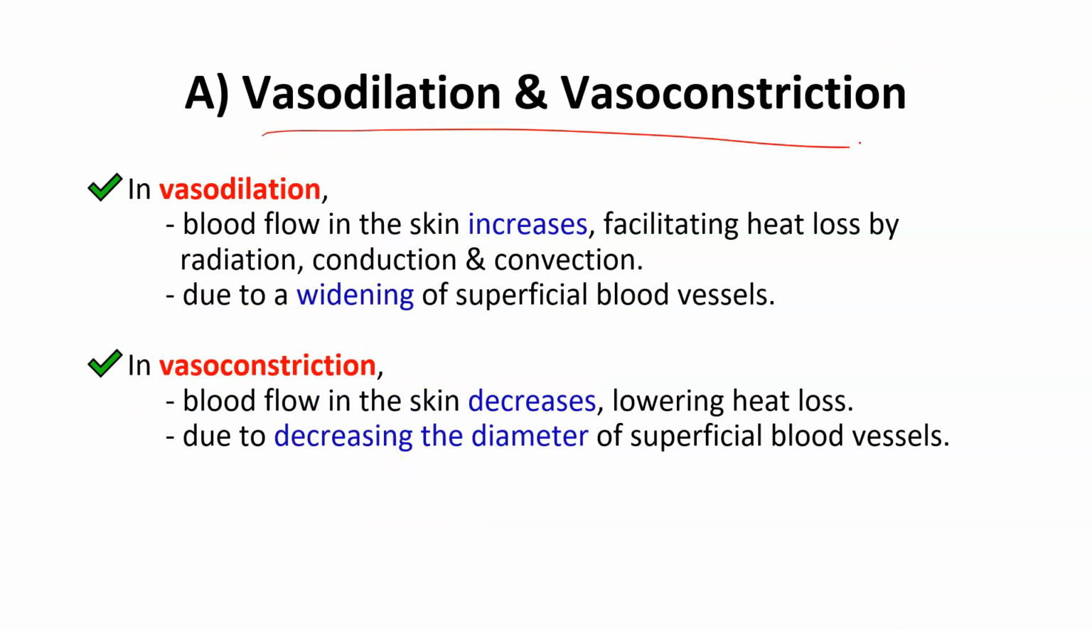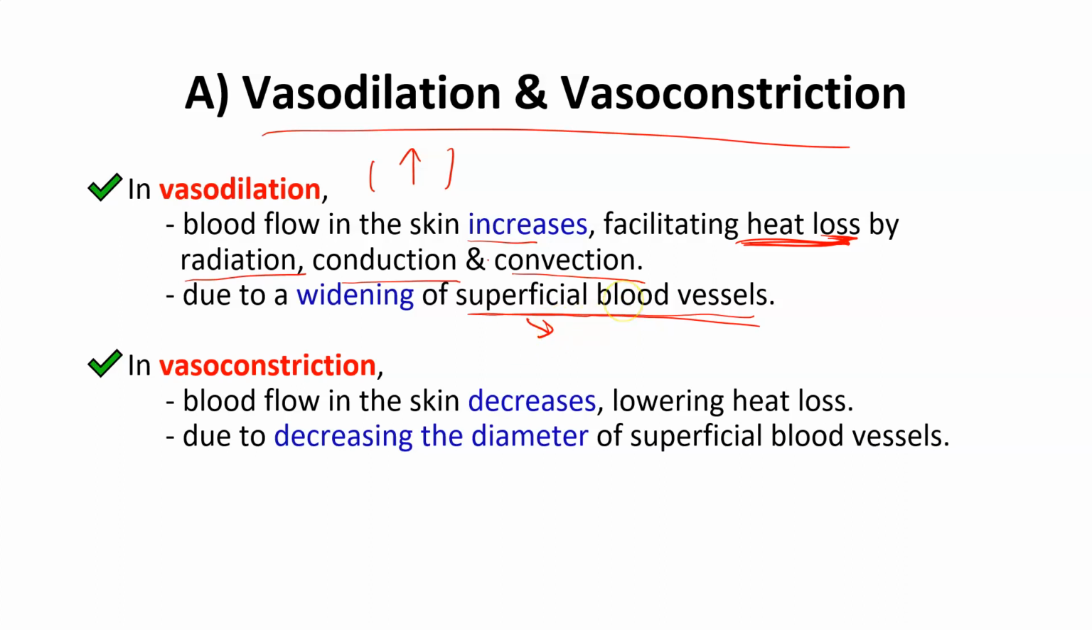First one, vasodilation and vasoconstriction. In vasodilation, blood flow in the skin increases. Blood vessels increase, the artery increases, so blood flow increases. So blood flow to the skin increases, facilitating heat loss. Heat loss by radiation, conduction and convection, due to widening of superficial blood vessels. What is superficial blood vessels? Blood vessels that are near to the skin, near to the body extremities.